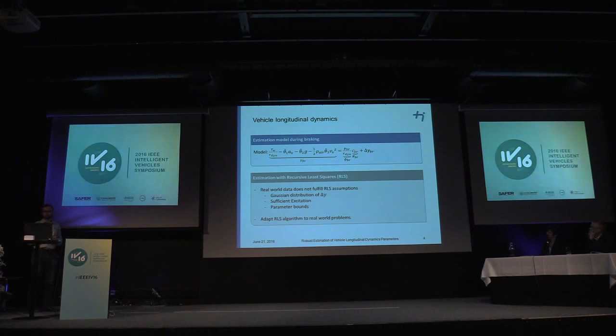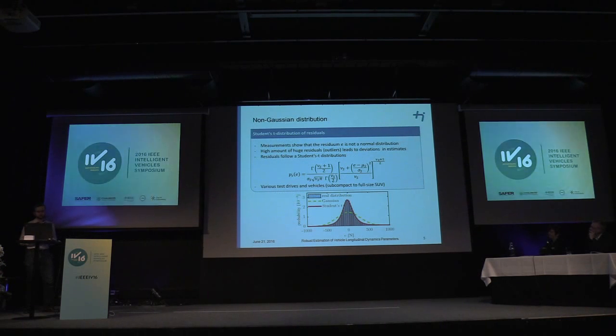As I mentioned before, you can use a simple recursive least squares algorithm, but in real world applications it has some problems, because it does not fulfill the assumptions that the normal RLS algorithm must fulfill. For example, the measurements have shown that there is no Gaussian distribution of the measurement error. There are also lots of phases where the system is not sufficiently excited, and there are also parameter bounds with physical meaning that should be regarded in an adapted algorithm. So first of all, I'm going into detail on the non-Gaussian distribution.